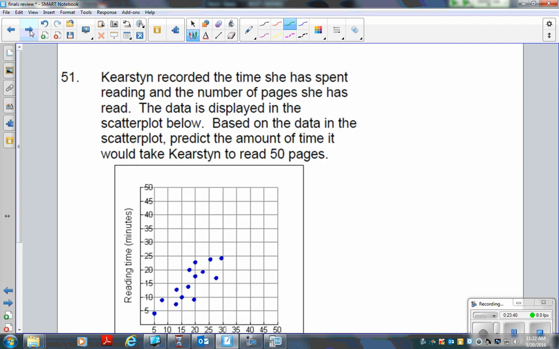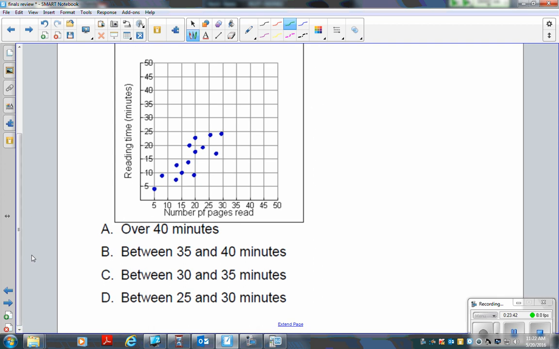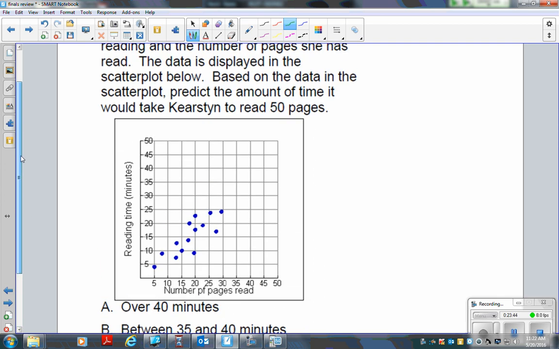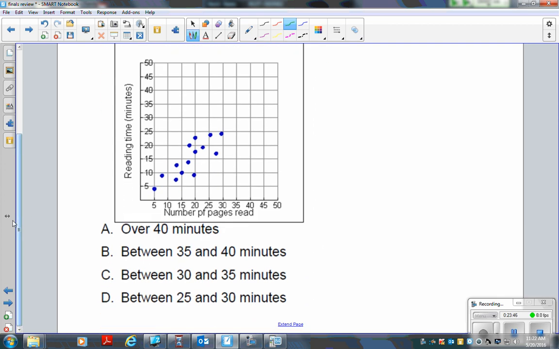So we have this data right here, and what they're asking us to do is to estimate how long it would take to get to 50. Now the dots don't get to 50, but if we draw a line dead center of these dots, we can have a trend line, and that can kind of tell us where the answer is at. Looks like it's around 40.